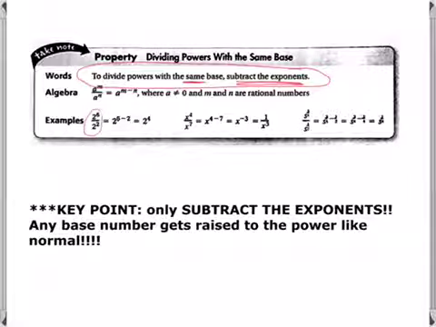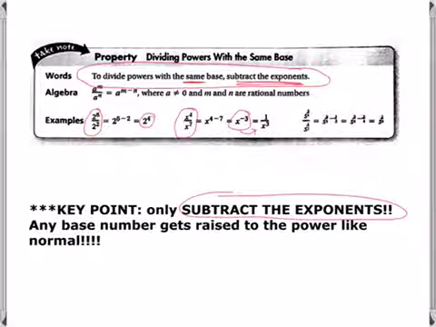So for the example, 2 to the 6th power over 2 to the 2nd power, you subtract the 6 and the 2, so 6 minus 2, and you get 2 to the 4th. For x to the 4th over x to the 7th, you subtract 4 minus 7, you get negative 3, and then to simplify this, you drop it back underneath. So remember, you're subtracting the exponents.